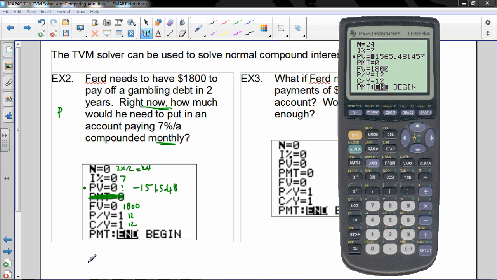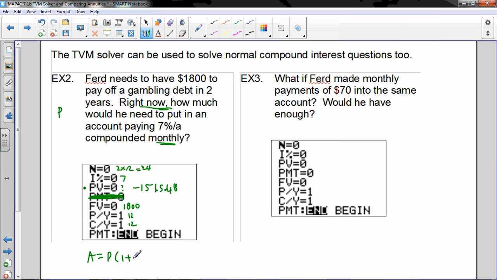And notice that would be this formula, right? No regular payment. There's no R in this formula. So the present value would have been what we were solving for. A would have been 1,800 and N would have been 24, and the interest rate would have been 7% a year compounded. That's not very nice. That's a decimal, and that would have been a mess. So it's a good thing we were using our calculator here.